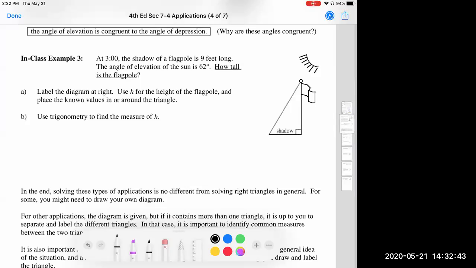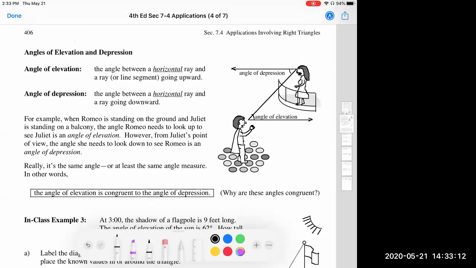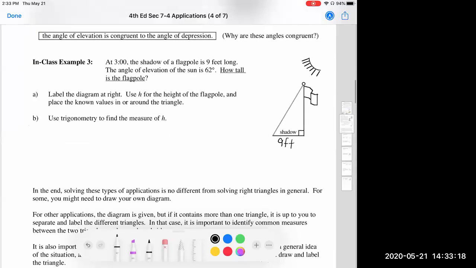In class example 3, at 3 o'clock, the shadow of a flagpole is 9 feet long. The angle of elevation of the sun is 62 degrees. How tall is the flagpole? All right, so it tells us here the shadow is 9 feet. The angle of elevation of the sun is 62. So elevation is the one down here, right? So the angle of elevation is 62. How tall is the flagpole?